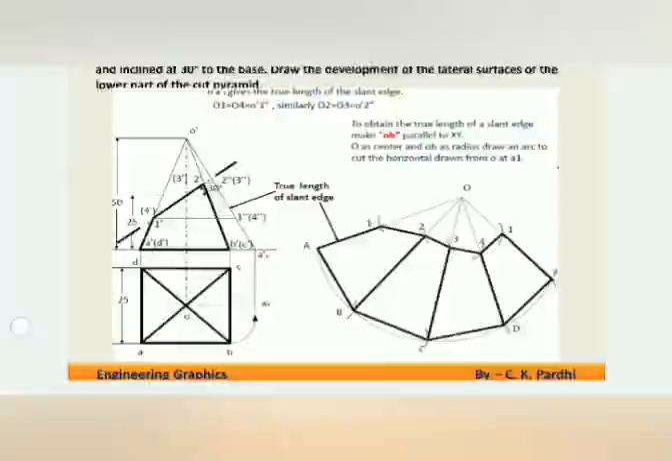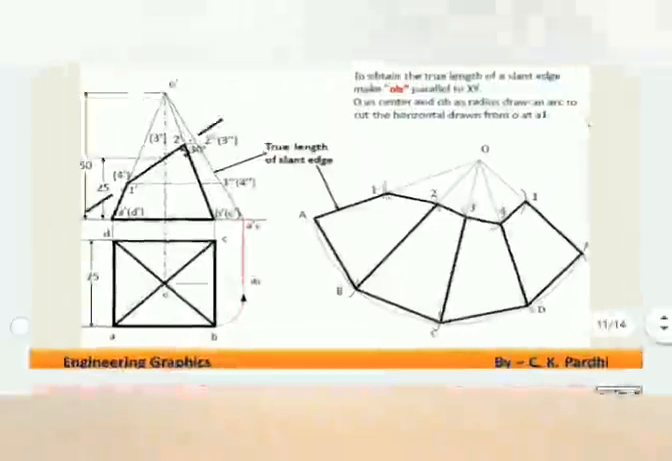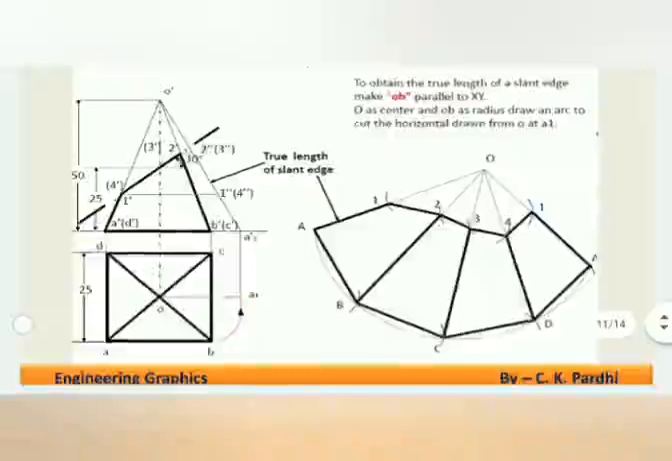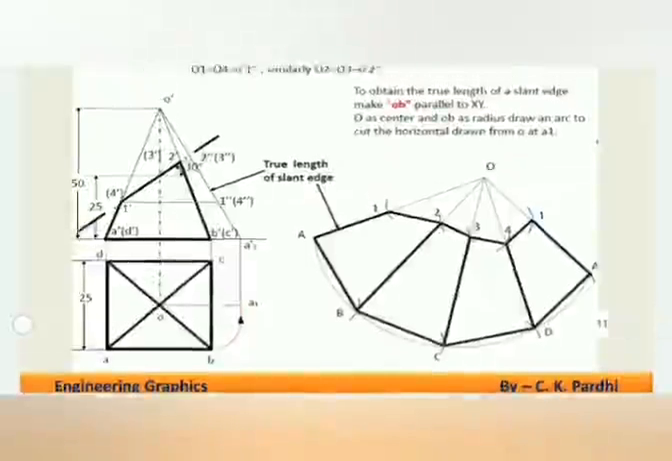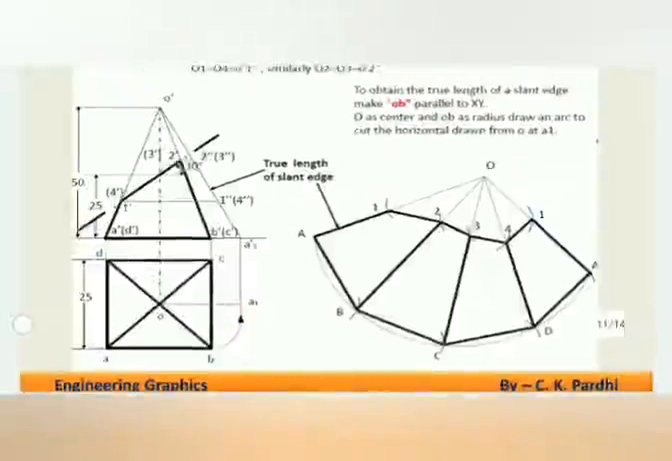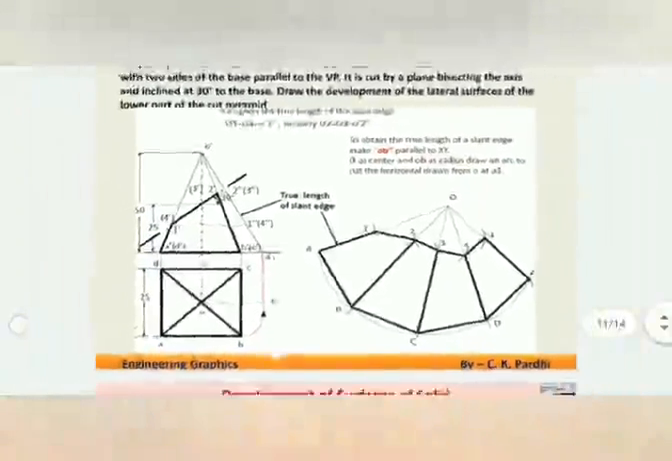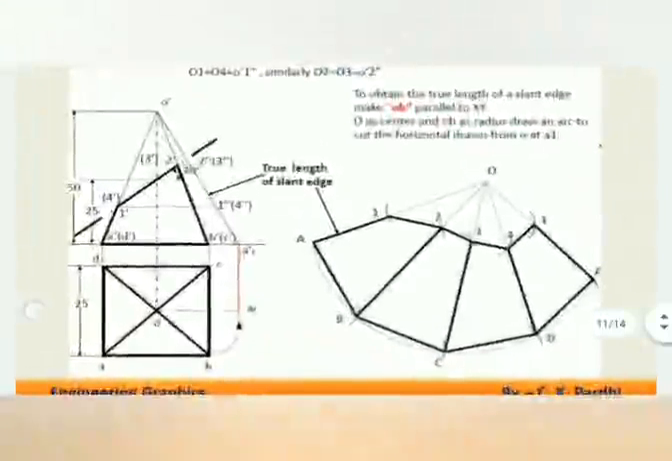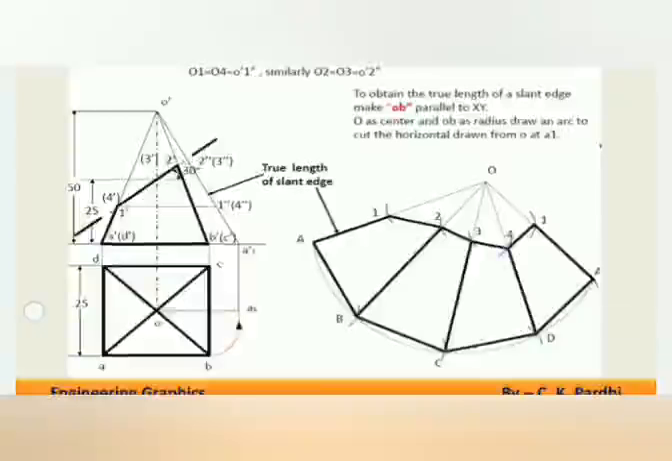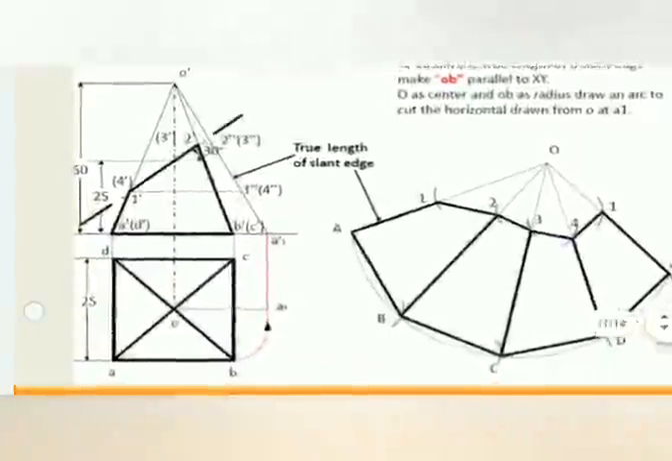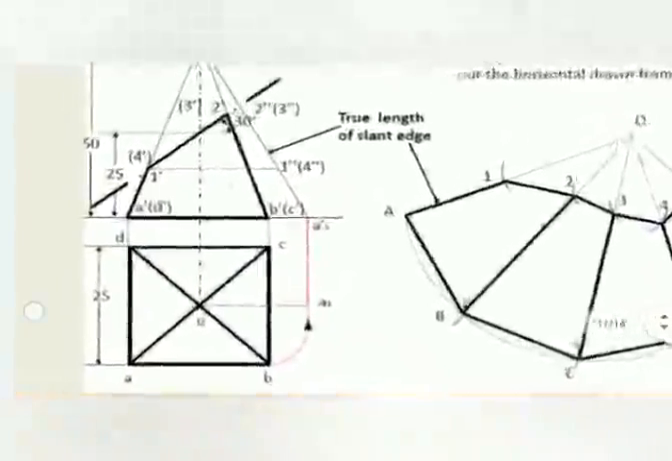Now, when we cut this pyramid at an angle of 30 degree bisecting the axis, we get the 4 points 1, 2, 3, 4. We have to shift these points in the development. How can we shift these points in the development? Here in the development, all the edges are the true length of the slant edge, and in OA, OD, OB, OC these are not the true length. So first we have to shift these points to their true length. Point 1 on the true length, this.